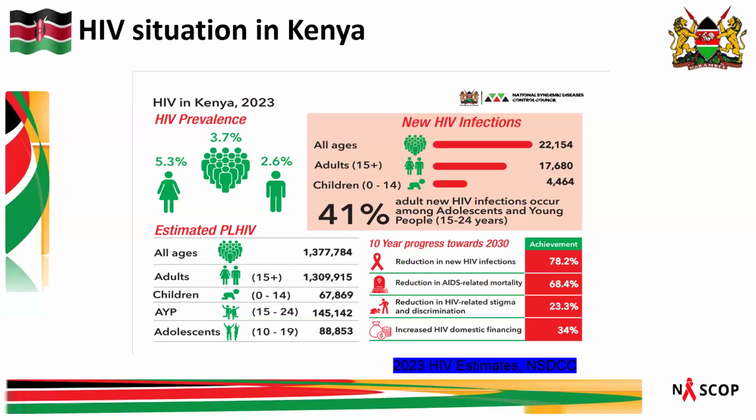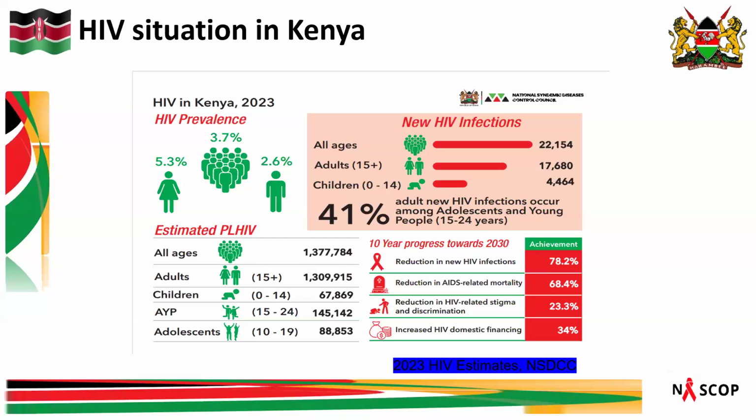4,464. And just note that 41% of all our adult new HIV infections were occurring among the adolescent and young people, that is 15 to 24 years. So that is a very key group to us, and we are focusing on that, even on the prevention methods which we are offering.